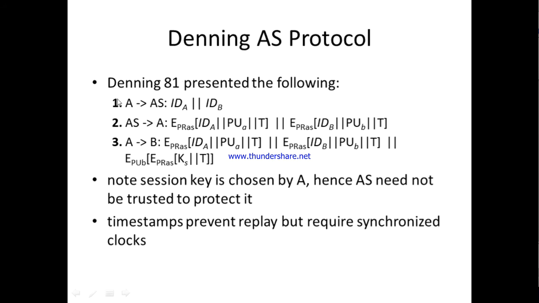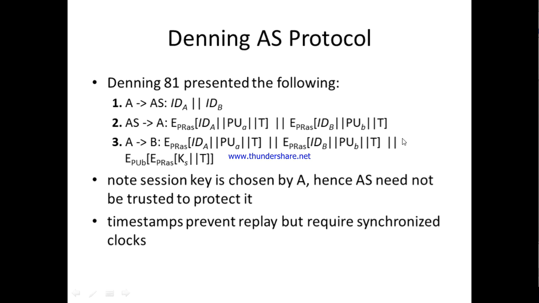So in Denning-AS, first, for authentication, it is not going to use the master keys. It is going to use the public keys, right? With the AS, authentication server, A is going to share ID A and ID B. That means I am A, I want to communicate with B, correct? So that message is transmitted to the authentication server. What the authentication server is going to do is encrypt with its private key, the authentication server's private key, and the public key will be available with A and B.